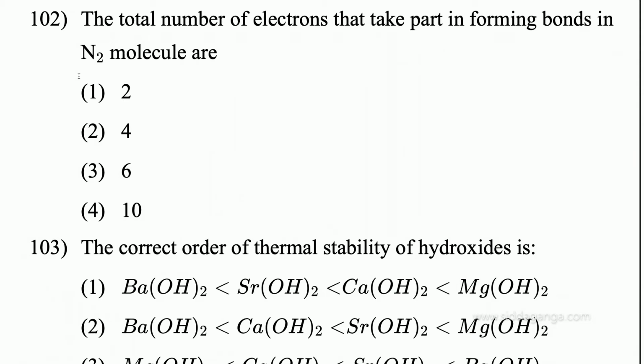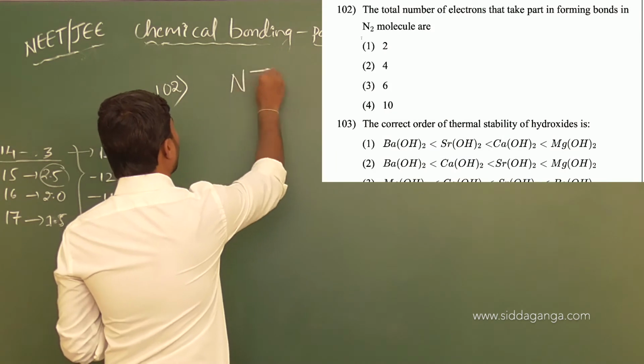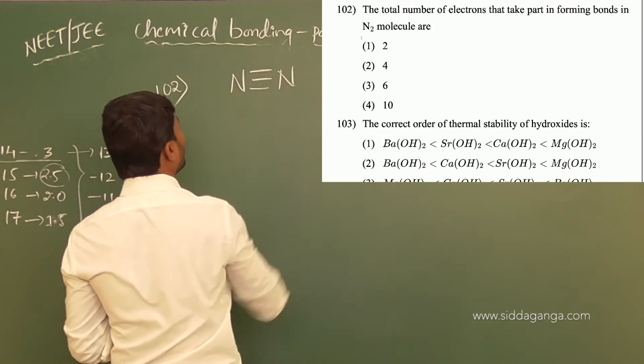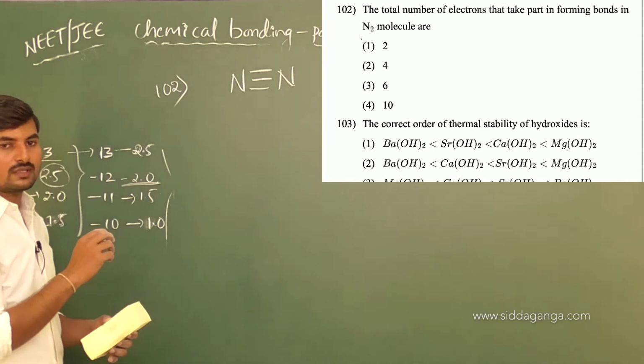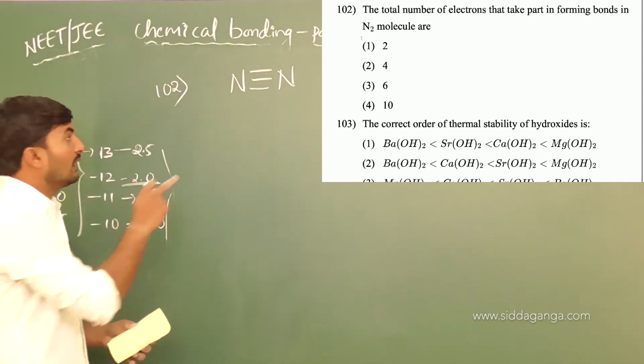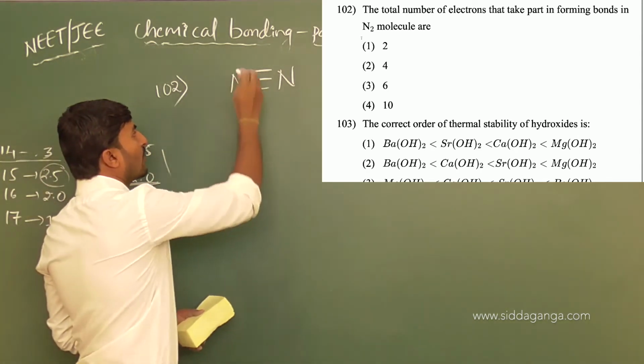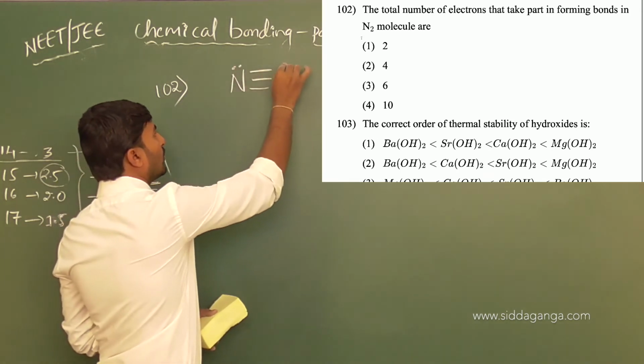So the next question is: the total number of electrons that take part in forming bonds in N2 molecule. What is the question here? The total number of electrons that take part in forming the bonds in the N2 molecule. This question is very simple, we have to write the structure of the N2 molecule. The structure of the N2 molecule is here, that is trivalent in nature. Each nitrogen will have 3 bonds, 3 bonds along with one lone pair.